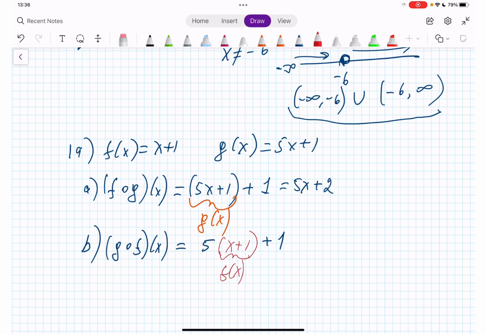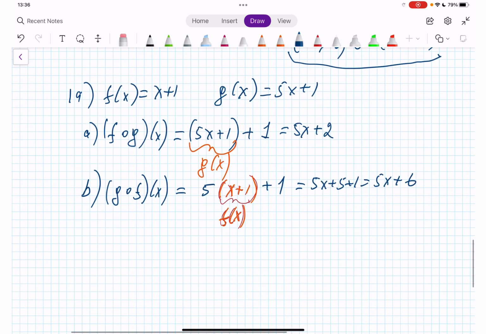All right. I'm using the wrong color. Okay. This is my f of x. And the result is 5x plus 5 plus 1. We get 5x plus 6. Okay. See what else we have.